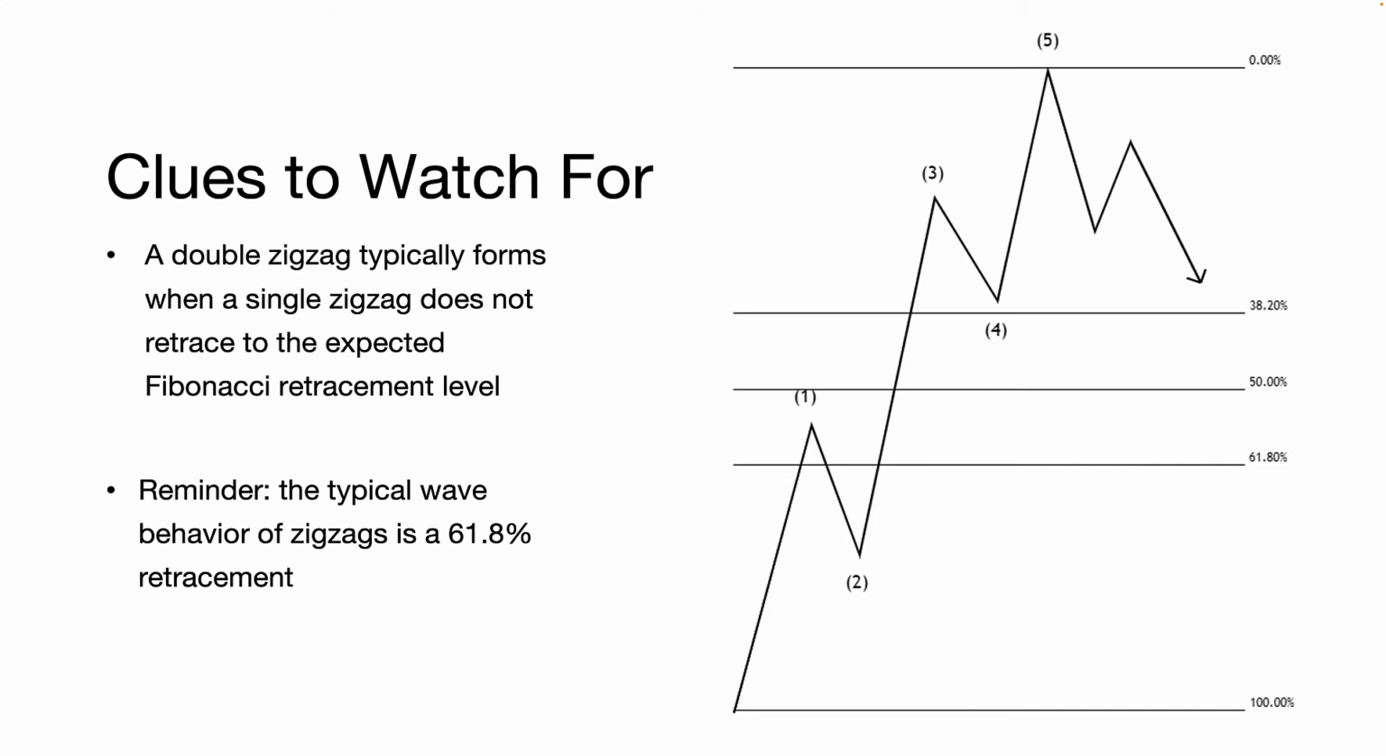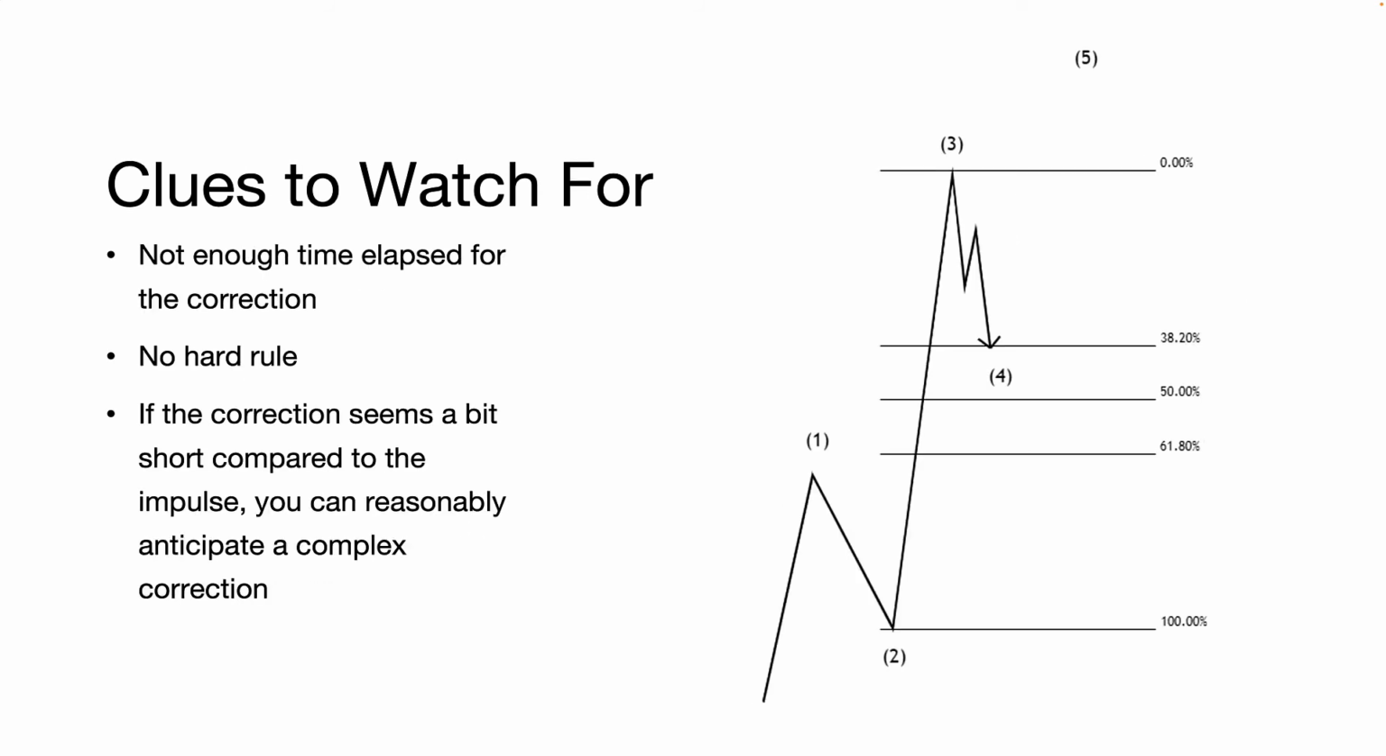That's the most common Fibonacci relationship. I would say really at least 50% is the minimum. Here are some other clues to watch out for.